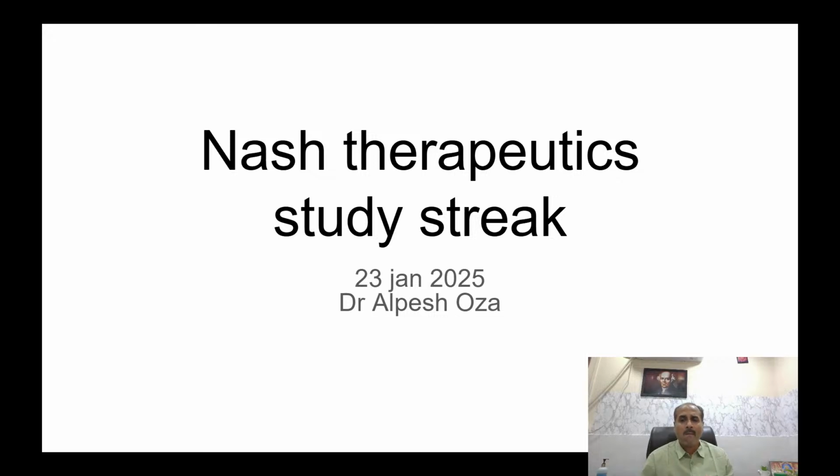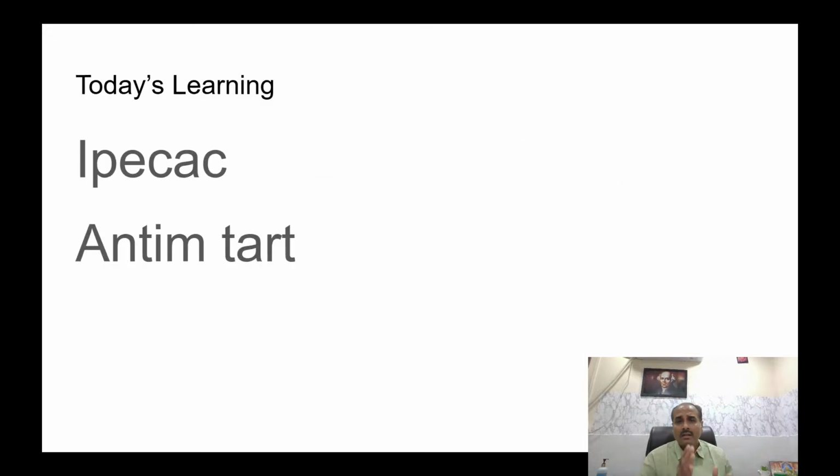And today we'll discuss two interesting remedies. The first remedy is ipecac and the second is antimonium tartaricum. No homeopathic practice, whether gastric or respiratory, is complete, rather, I would say no homeopathic practice is complete without the presence of these two remedies, ipecac and antimonium tartaricum.